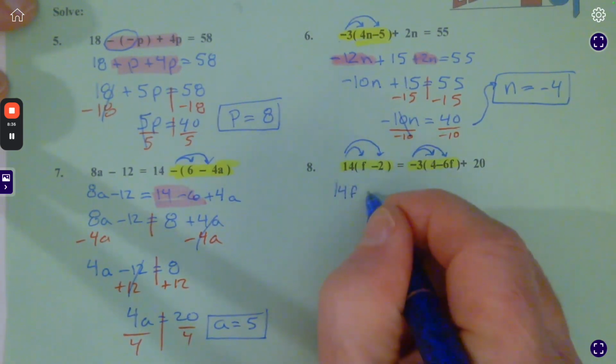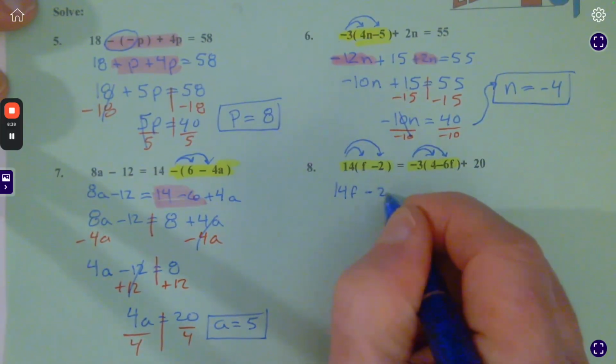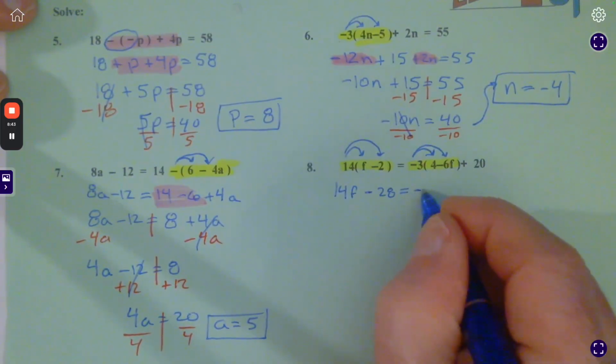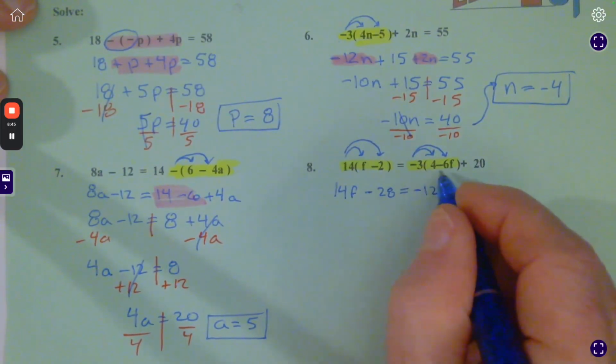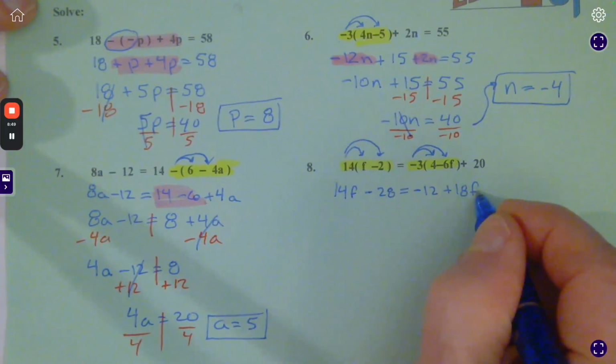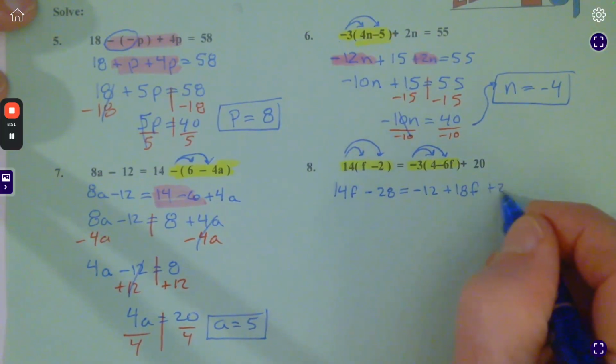A positive times a negative is negative. 14 times 2 is 28. Negative 3 times 4 is negative 12. Negative 3 times negative 6. Negative times a negative is a positive, f plus 20.